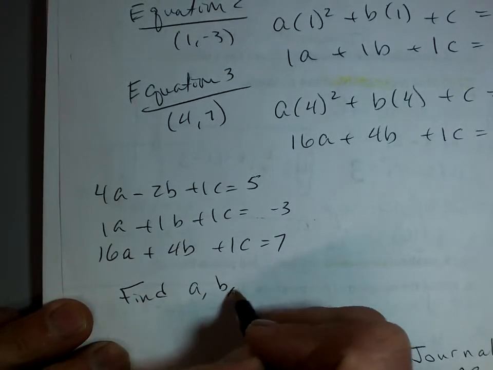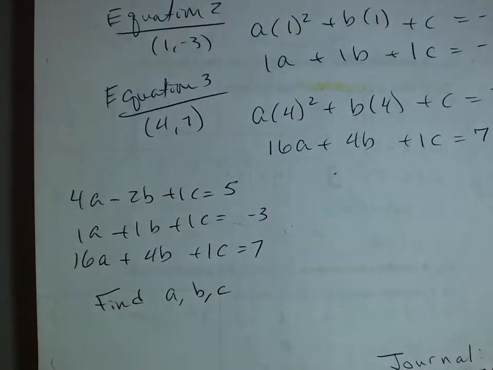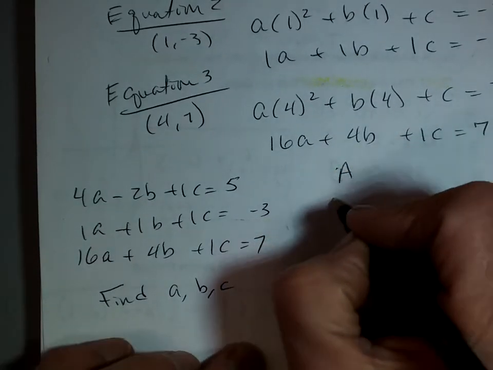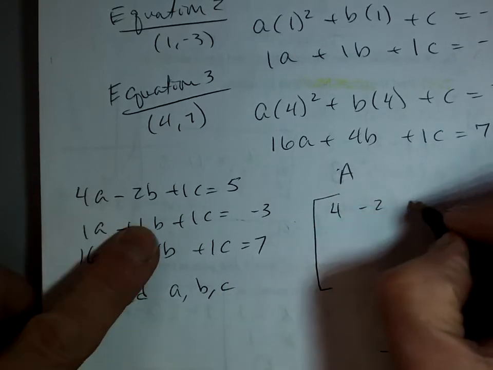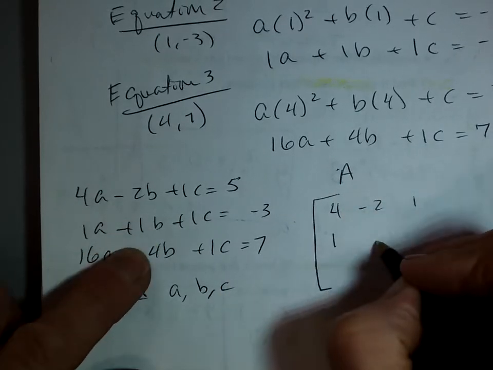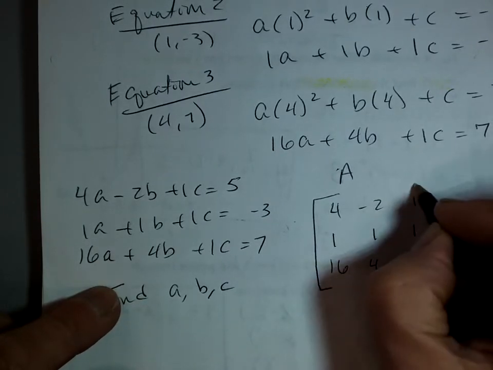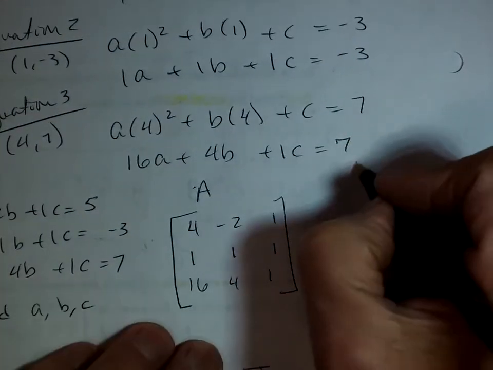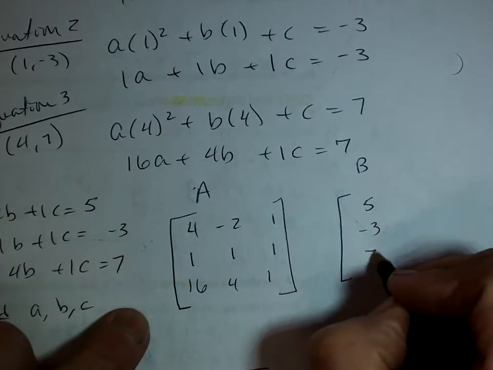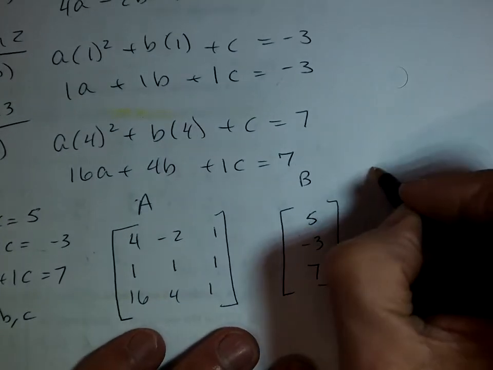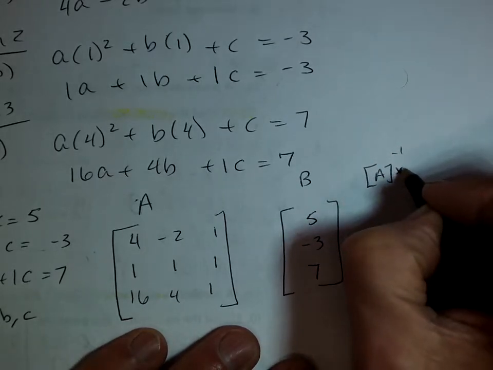So now let's find A, B, and C. I'm sure you guys aren't writing down matrix A. You're going straight to your calculator, but I'm going to write it down anyway because I'm the teacher. So matrix A: 4, negative 2, 1; 1, 1, 1; 16, 4, 1. Matrix B is going to be my 5, negative 3, and 7. And then hopefully somebody's done this already. A inverse times B.